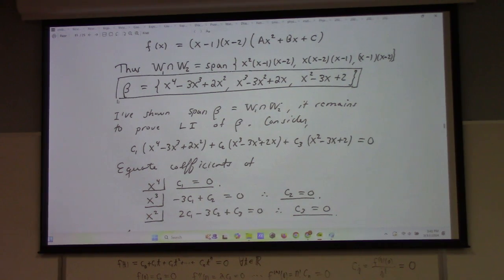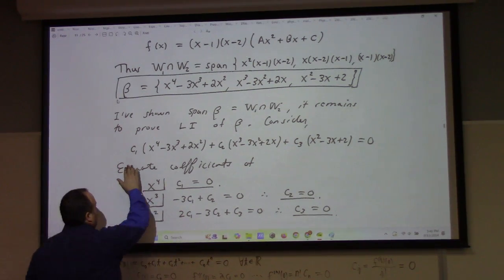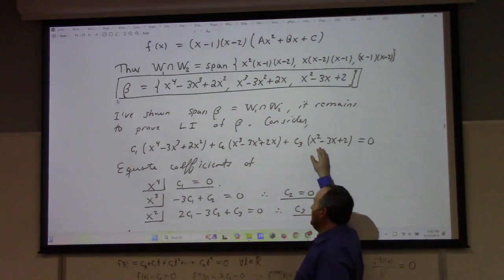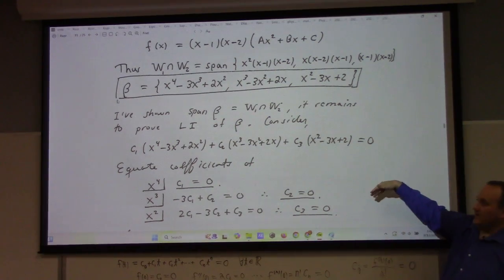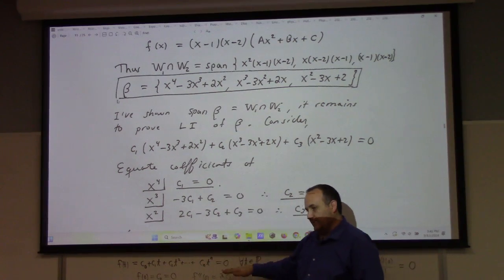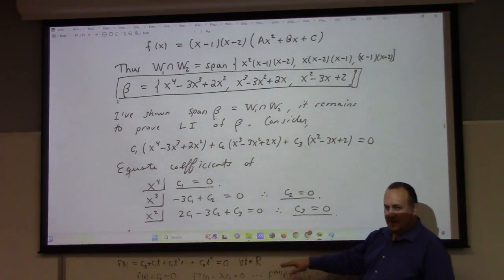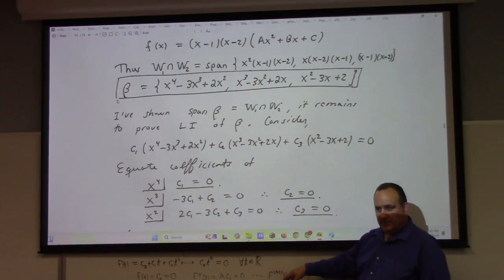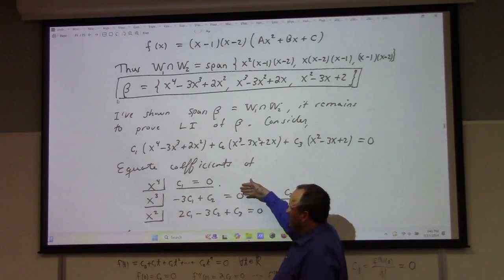Since it's not 2, I can't use my multiple trick. I have to go back to more basic principles and say this plus that equal to 0. Work it out, equate coefficients. And I'm using the monomial basis, the theorem that the monomial basis is linearly independent. I keep falling back on that in polynomial examples. So, and you can as well.